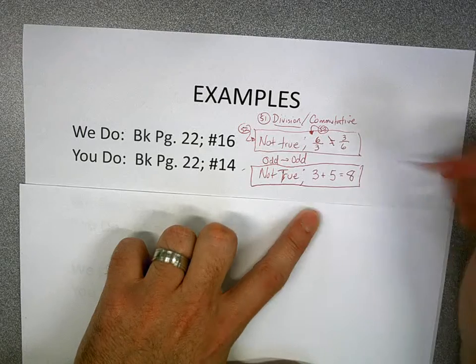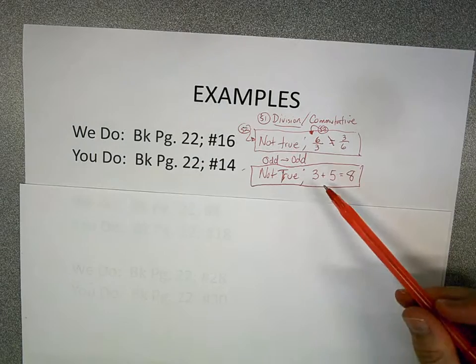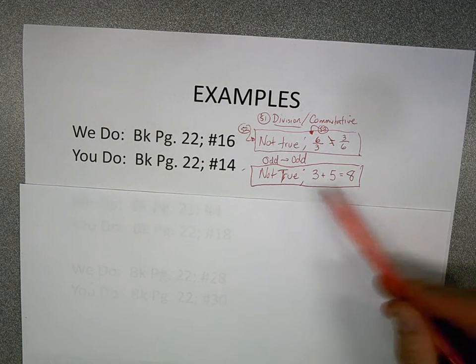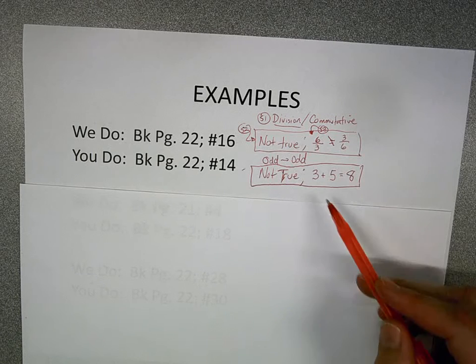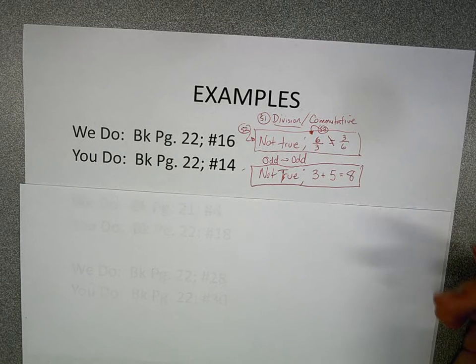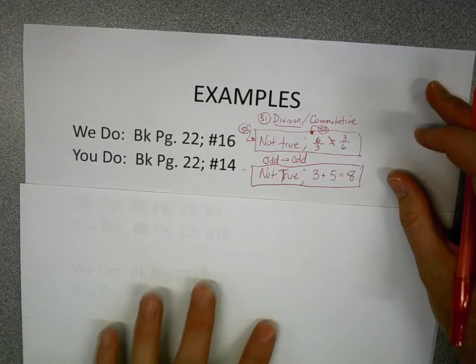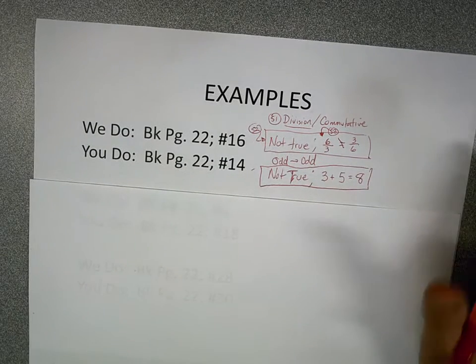There we go. Now your counterexample, you're not psychic. It doesn't have to be exactly like that, but it should be similar to that. You should show two odd numbers that equal a positive number. I'm sorry, an even number. All right, questions, guys? Okay, here we go.